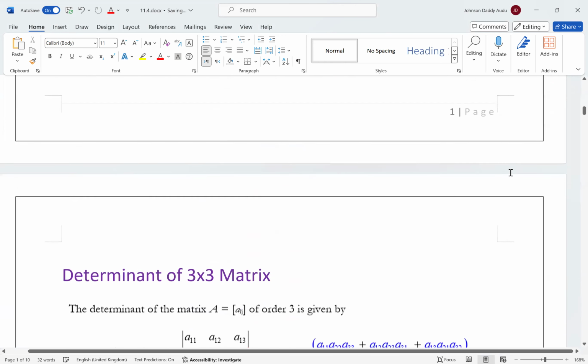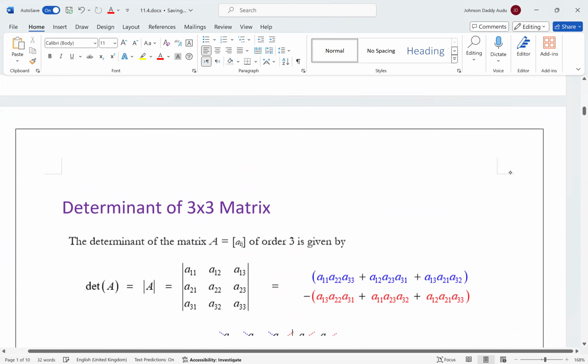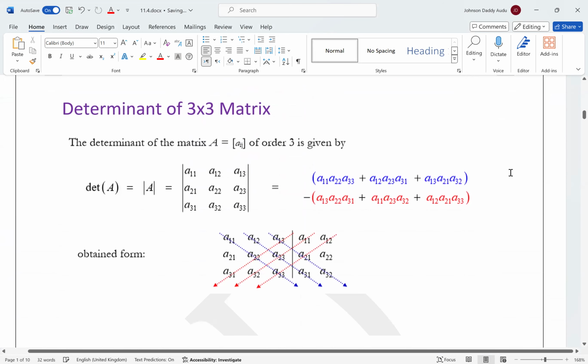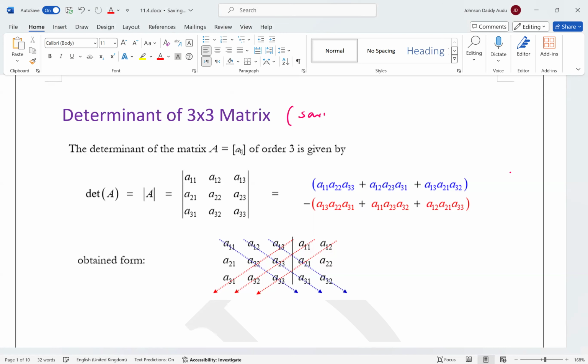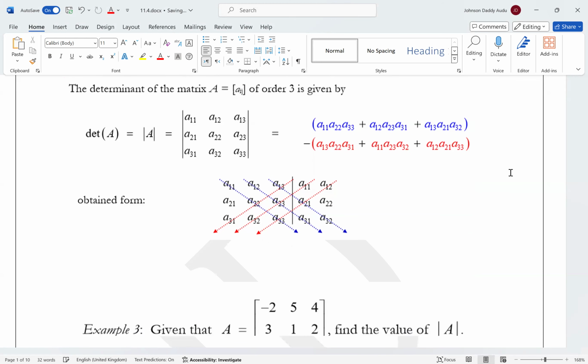Now for 3 by 3, how do you find the determinant of a 3 by 3? We use this method, which we call Sarrus' method. Now, how does this work? This method only applies to a 3 by 3 matrix. So if you want to find the determinant, just repeat the first two columns.